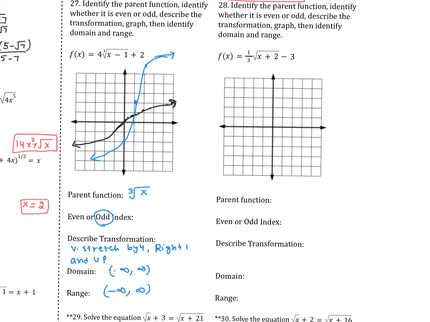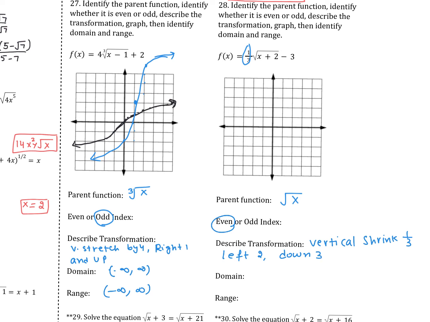Parent graph for this function is a square root graph. So this is a square root graph, and it is an even function. Describe the transformation. It's a vertical shrink by 1/3, left 2 and down 3.